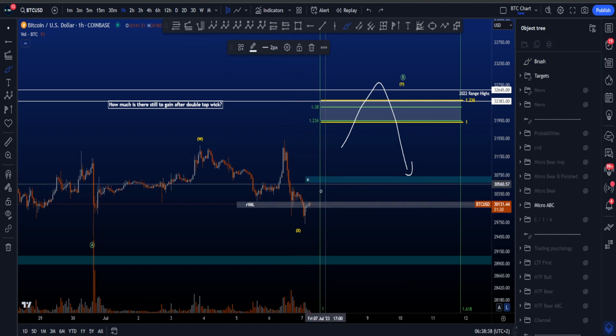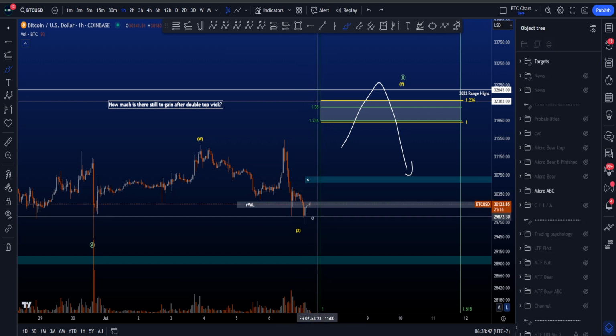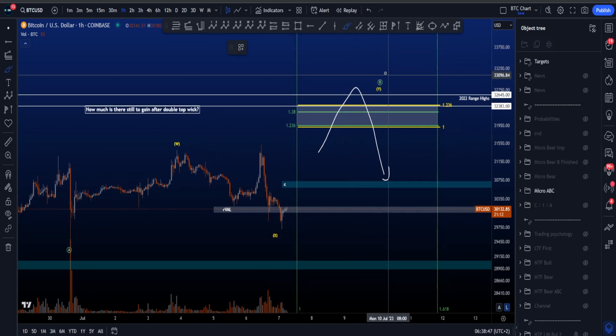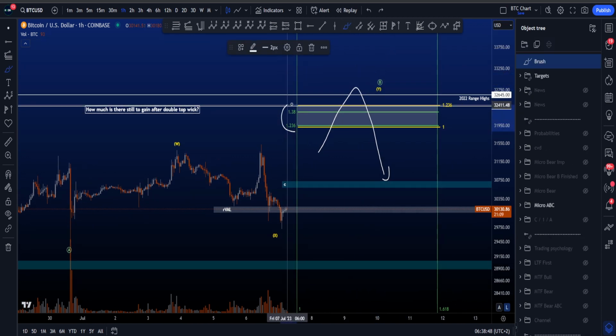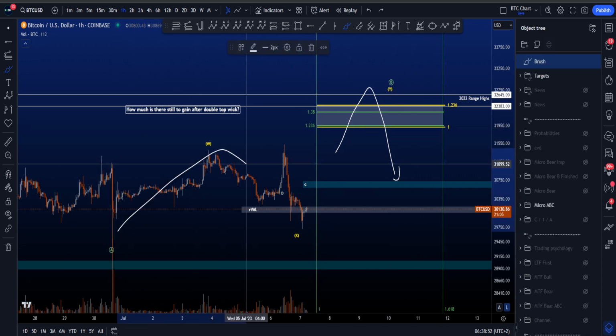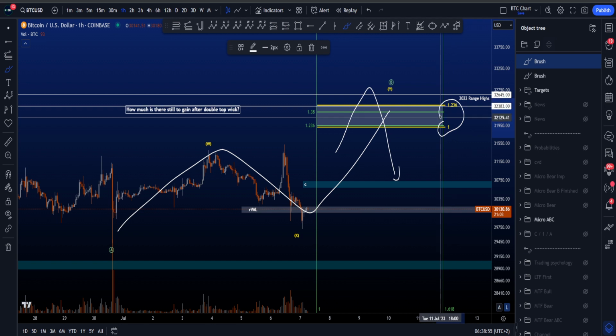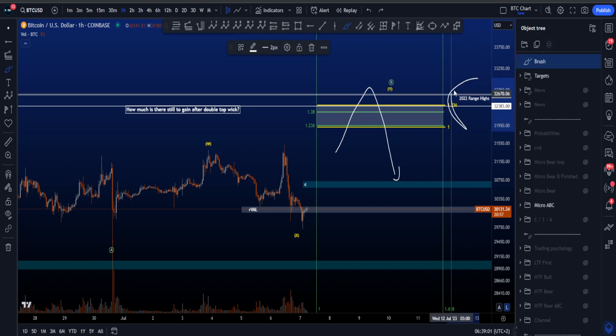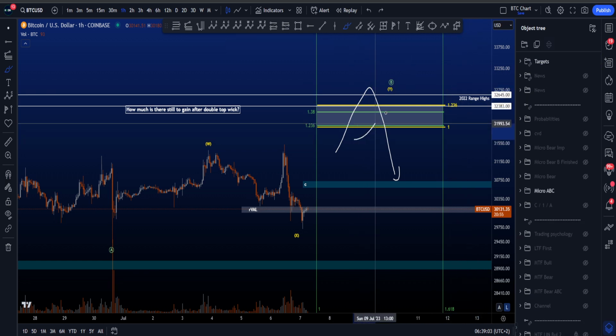But again, it depends on how price now moves up, and it isn't going as quickly as I would have liked. Now, in this scenario, the most common target for a wave B in green is between the 1.236 and the 1.38, and the most common target for a wave Y is between the 1 and the 1.236 as well, which is both between 31.9k and 32.4k, which kind of includes the 2022 range highs for then a liquidity grab and a move towards the downside.